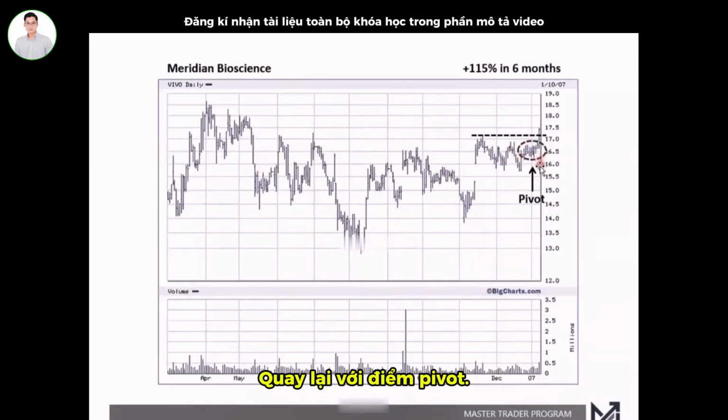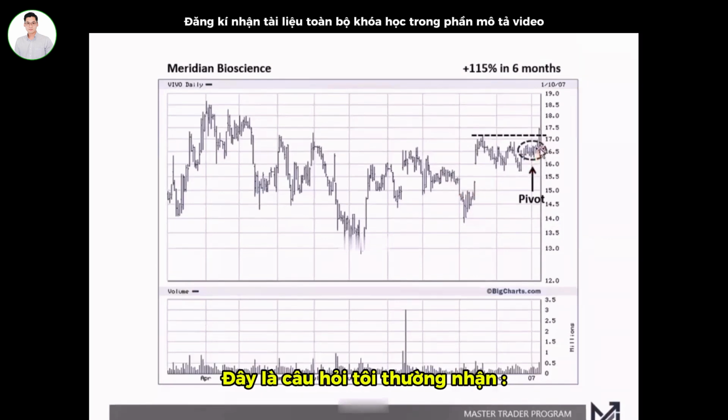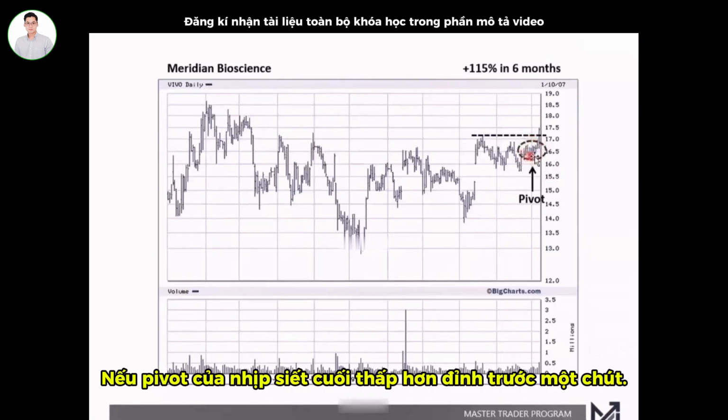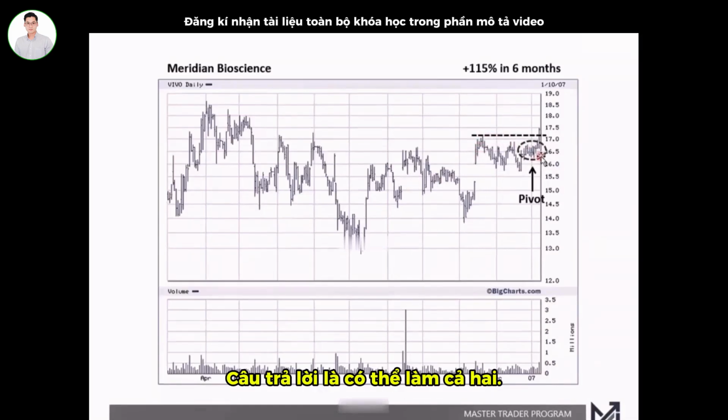So again, here we go. Here's the pivot setting up. Now, you see the pivot point here is below this high here. That's okay. But here's sort of the general rule of thumb. This is a big question that I get all the time. This last tightening takes place, but the high right here is a little bit higher, maybe 20 cents higher. Do we buy when it comes through here or when it comes through here? Well, the answer is you can do both.